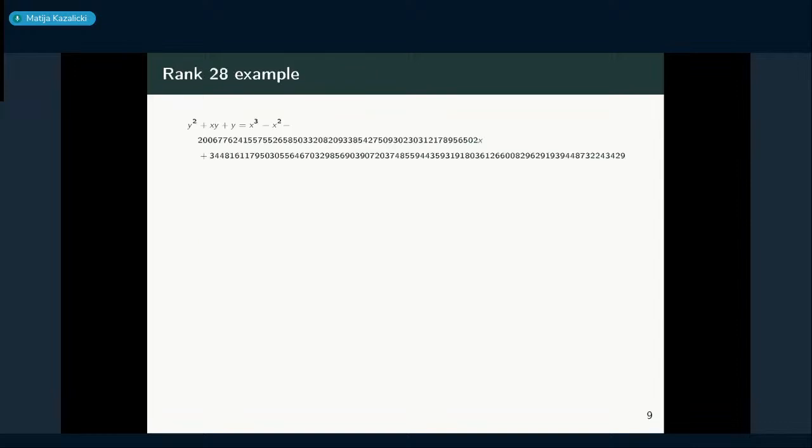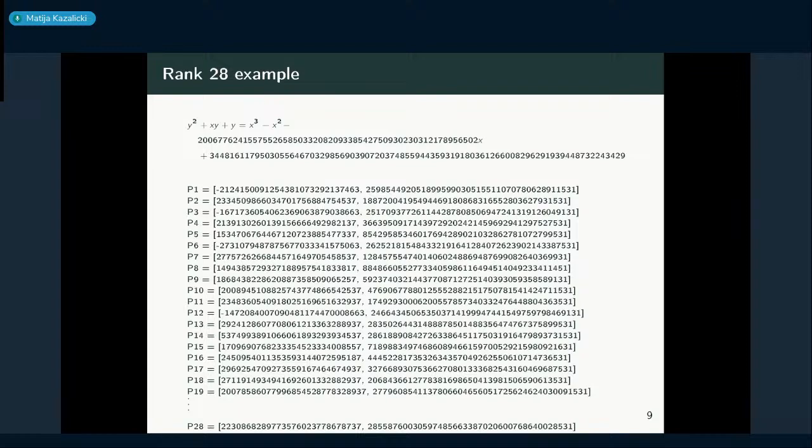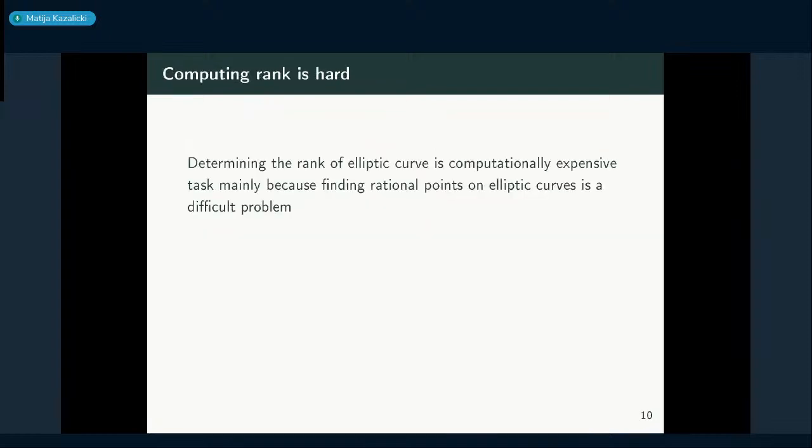To illustrate this point, I will show you an example. This is the LKS rank 28 curve, and these are the 28 generators of the set of rational points on this curve. As you can imagine, it's not easy to find such examples, and there's not really any good method which will tell you how to find these curves or how to find the rank of an elliptic curve.